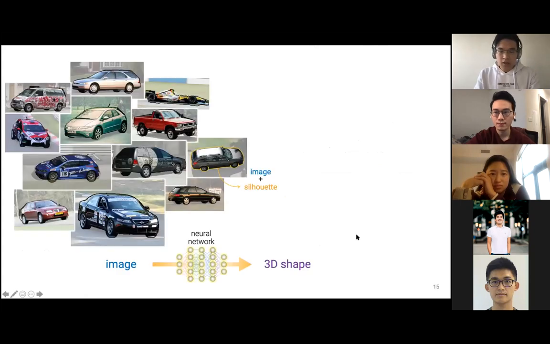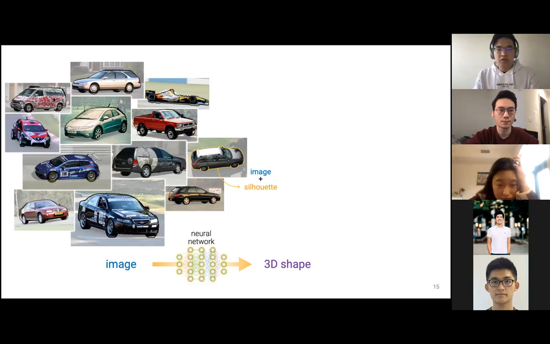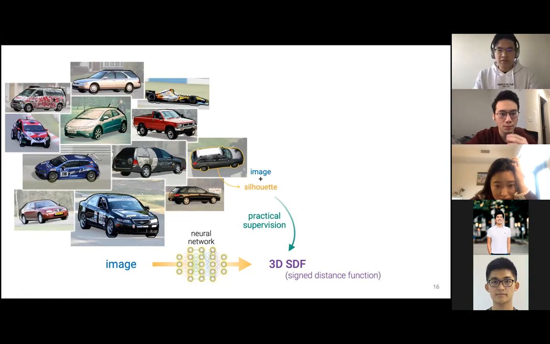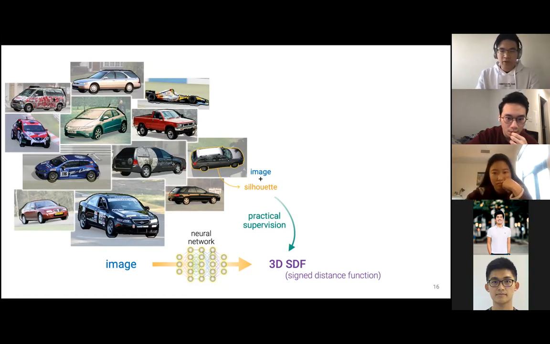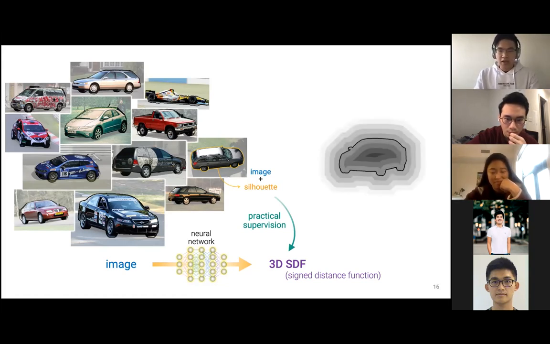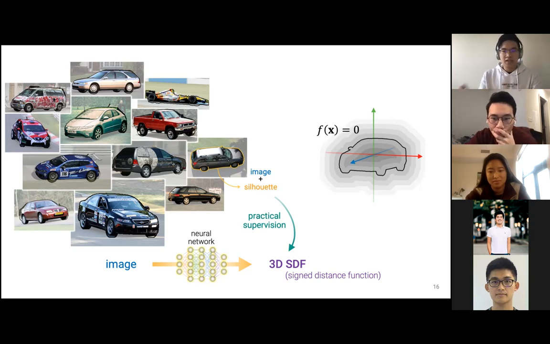Right, so back to the case we talked about before, we want to learn to reconstruct implicit surfaces from a large dataset where we have images and silhouette annotations, and use them as a source of supervision. The representation we want to reconstruct is 3D SDF, signed distance functions. For those who are not as familiar with SDFs, it's a function defined in 3D space where the surfaces are defined by the zero level set. We can write it as f(x) = 0, where f is the signed distance function.